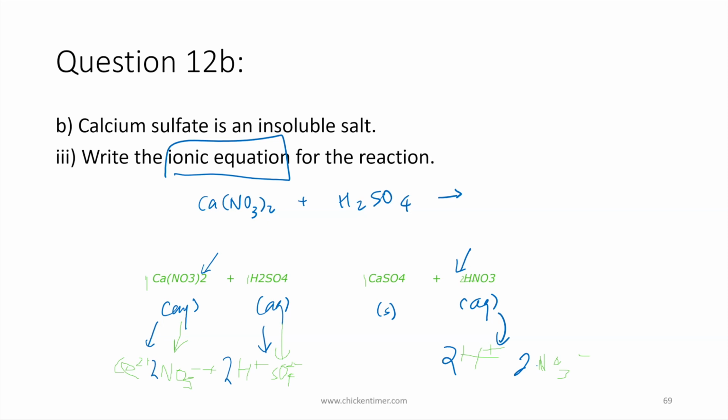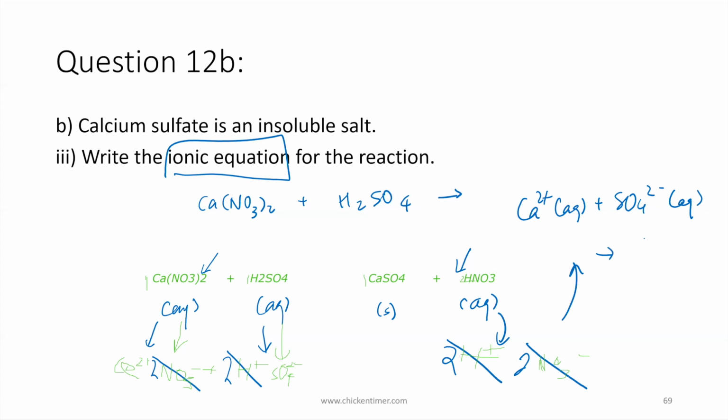So then to proceed, you cancel out the ions that are the same. So this you cancel out, and the hydrogen you cancel out. Then you will copy the rest. You get calcium 2 plus, sulfate 2 minus gives you calcium sulfate. Like that. This is the answer.